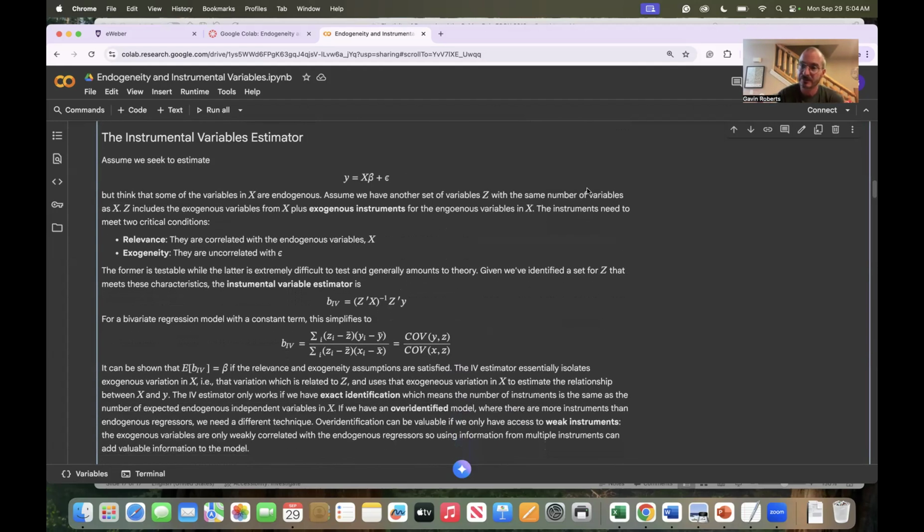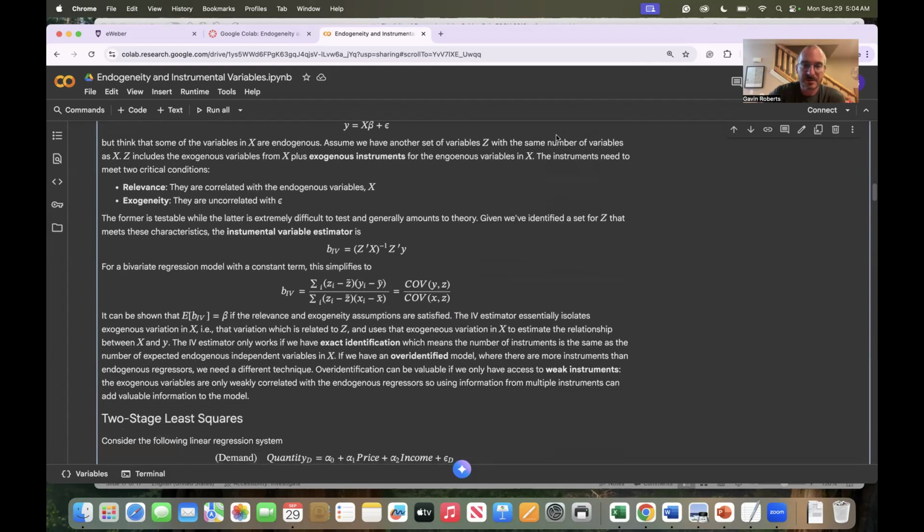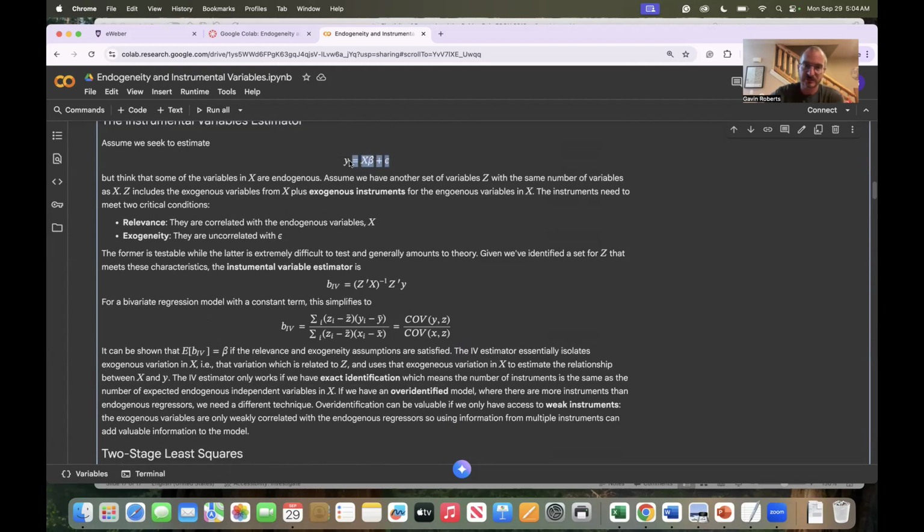Now let's think about our first fix to this problem, which is going to be called the instrumental variables estimator. So we assume, of course, we're seeking to estimate just the regular population regression model right here. But we think that some of the variables X are endogenous. So we have covariance X epsilon does not equal 0. Assume we have another set of variables Z with the same number of variables as X. So we're just going to assume L is equal to K in this case, but we don't have to hold on to that assumption forever.